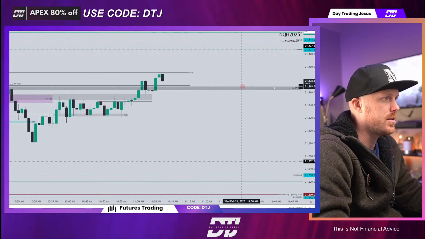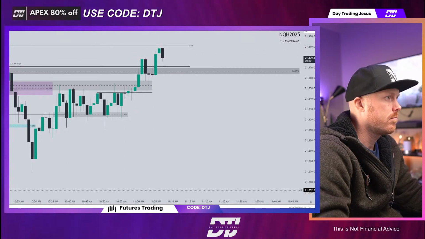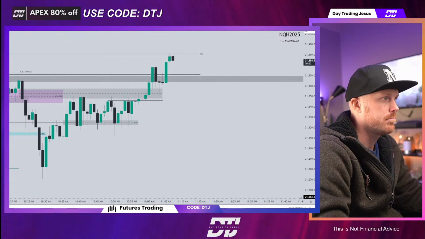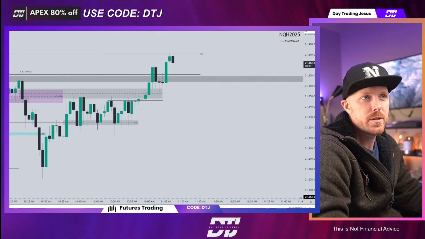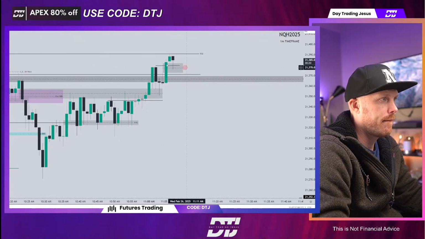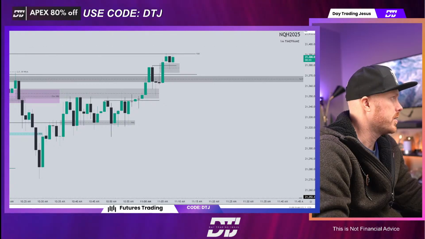Do I want to take it off of this order block? I think I do. Did it take my entry? I just clicked it. I don't want to re-click it if it took my entry. I don't think it took my entry.